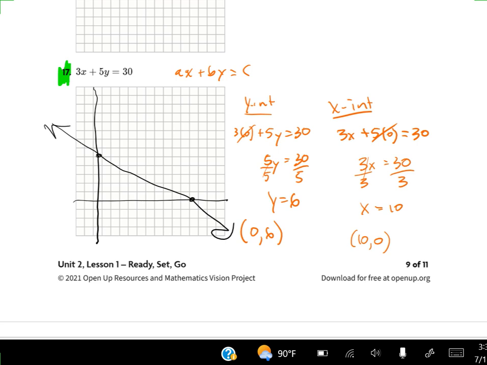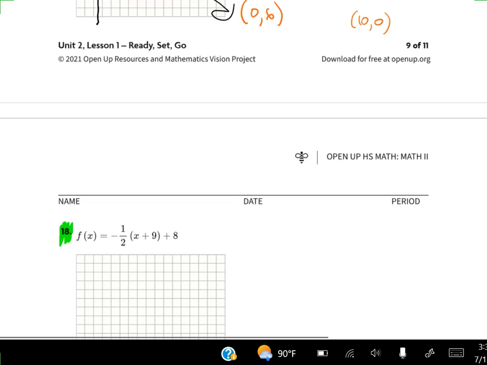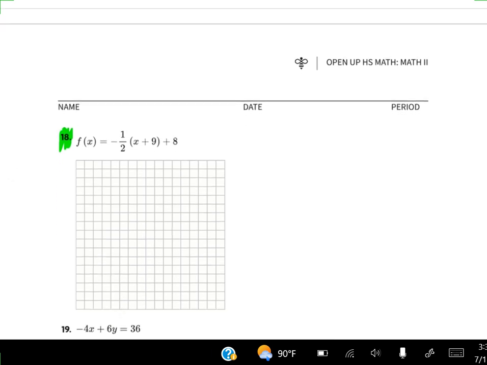All right, the last problem for the problem set is an equation of a line, and this one's given in point-slope form. And this one perhaps looks intimidating. I'm going to rewrite this equation and change f of x to y. So we're going to set it to y minus 8 is equal to negative 1/2 x plus 9.